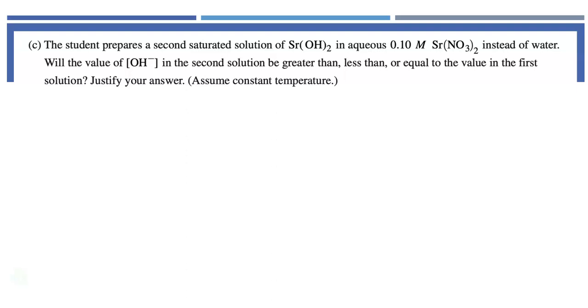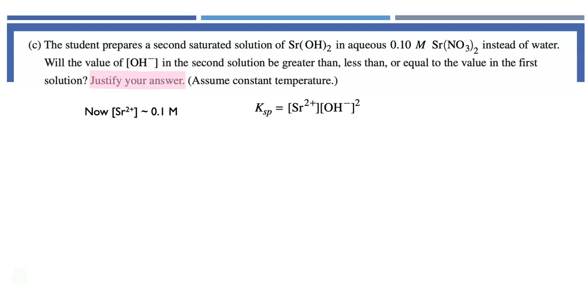We're making a note of that because when the temperature is constant, the value of KSP won't change. We do need to justify our answer, and that means we need to use math-based reasoning in order to back up our answer. So let's think this through. We know the KSP expression, and the whole idea here is that the product of the strontium ion concentration times the square of the hydroxide ion concentration is a constant value. That KSP is a fixed value.